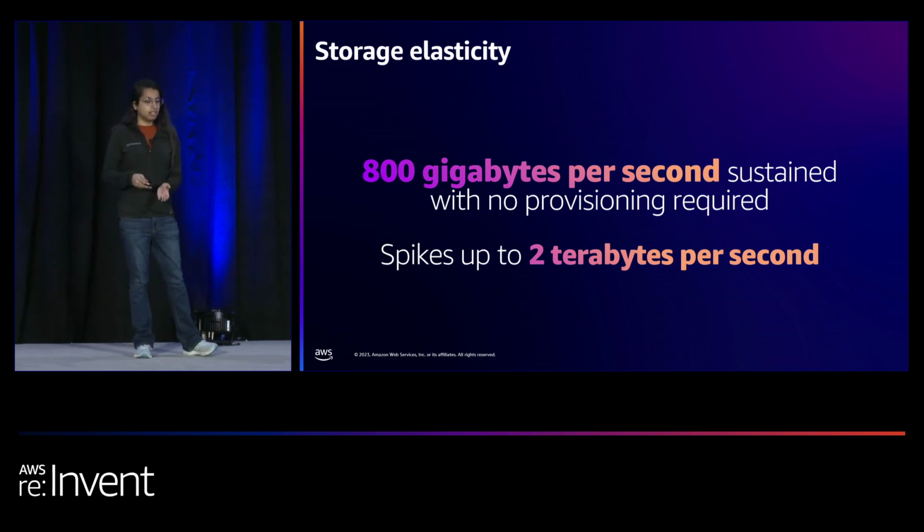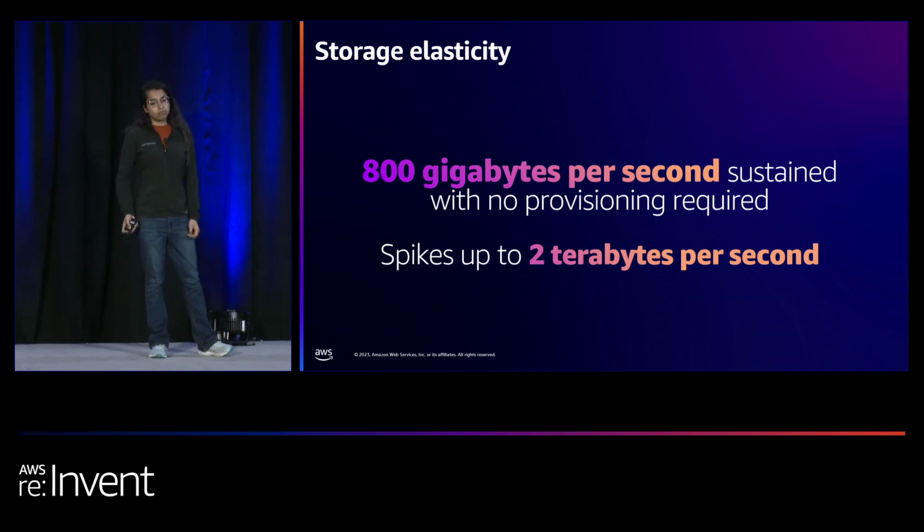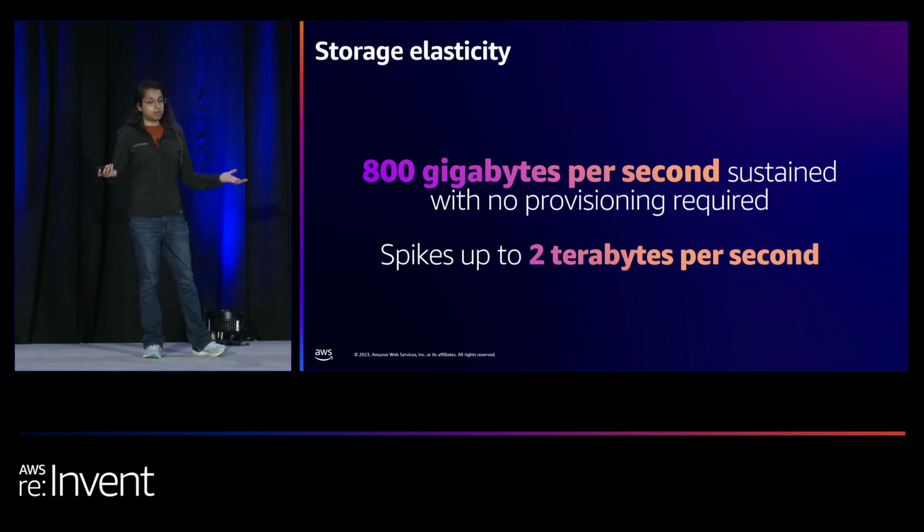And to dial in on that storage elasticity, we talk about that 800 gigabytes per second as a sustained read speed here. We rely on that kind of speed to be able to load data quickly, as well as load checkpoints quickly. And for checkpoint load speed, we see spikes up to 2 terabytes per second of data out of S3 into our accelerated workloads.